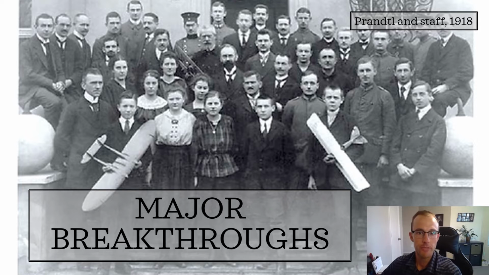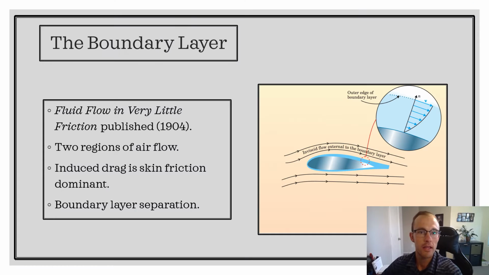So some major breakthroughs of Prandtl. If you look here, it's Prandtl in the center, and then these are some of his staff that worked with him, and this was around 1918. His major breakthrough happened very early on, actually in 1904 when he took the job at the university in Göttingen. He was able to show the boundary layer effects on an airfoil.